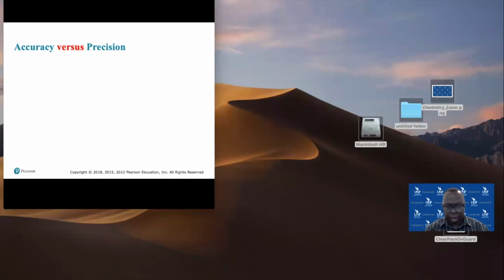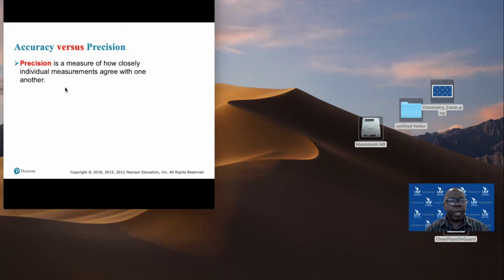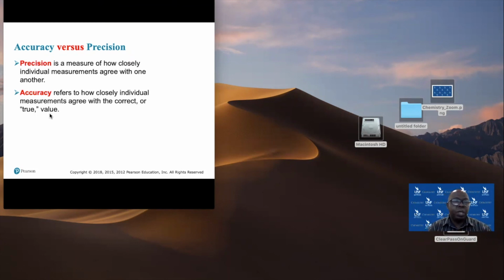So we have precision, a measure of how closely individual measurements agree with one another. There is accuracy. This refers to how close an individual measurement is to the true value, okay, to the true value. You should be able to define those terms, and I've also seen problems on these two terms in relation to that.